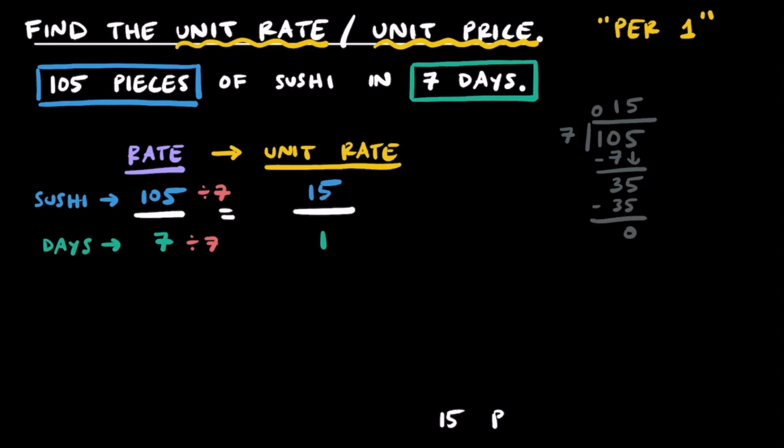So while we had an original rate of 105 pieces of sushi in 7 days, this is really just a unit rate of 15 pieces of sushi per 1 day. That's what we call the unit rate.